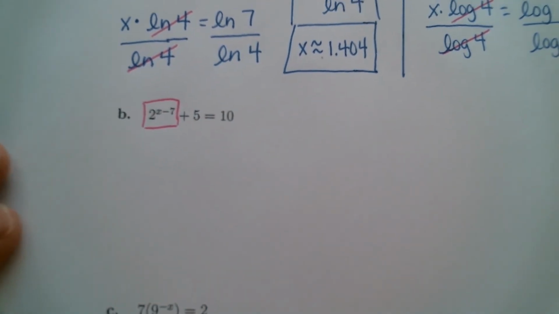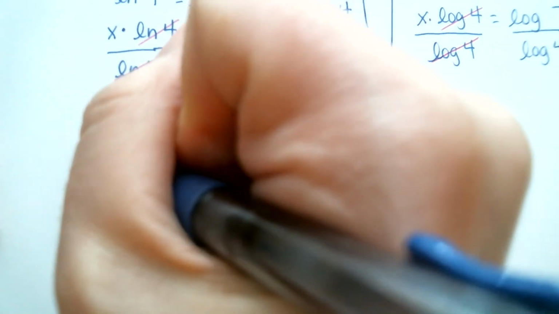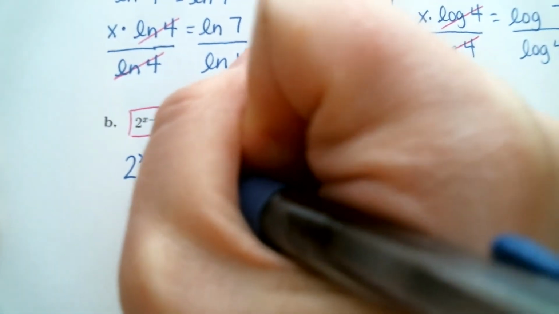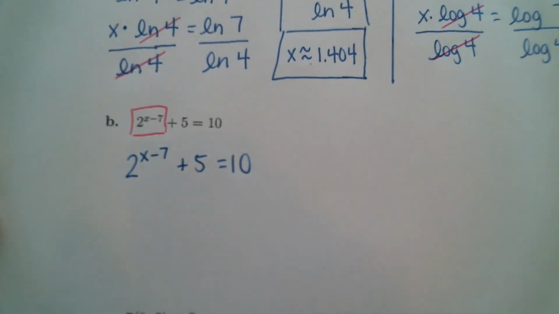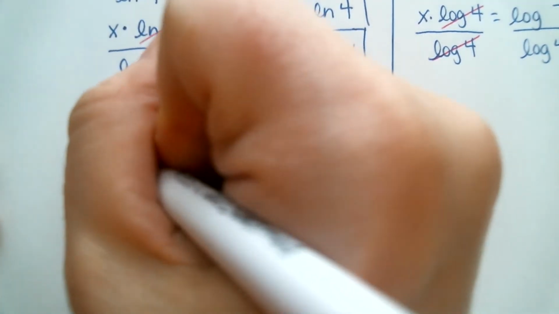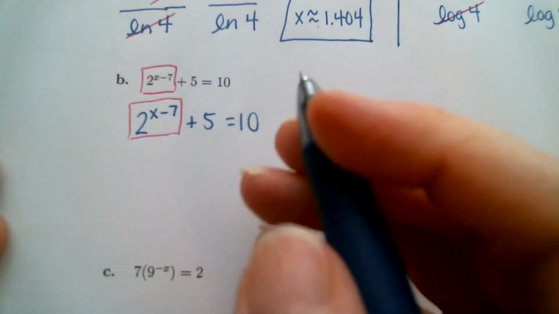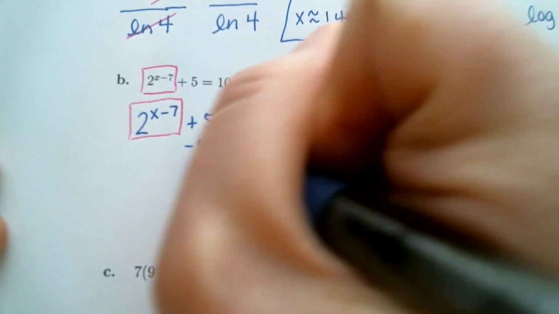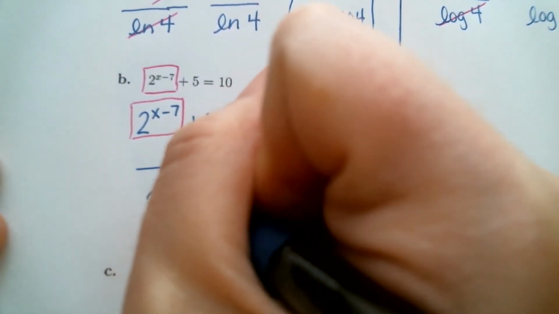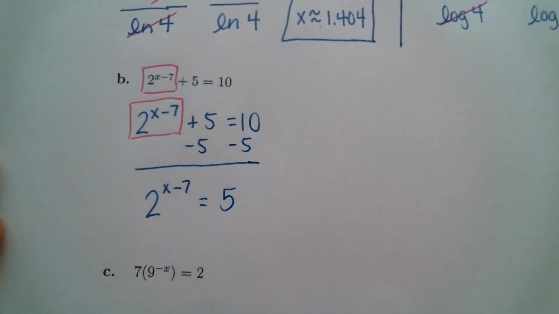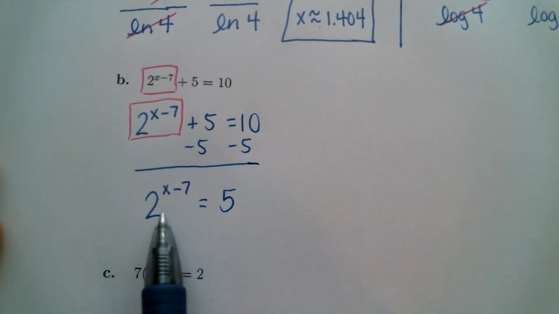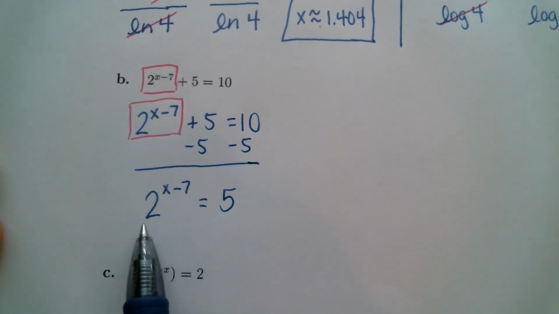To do that, I need to move over this 5. So let me go ahead and rewrite the original equation. I've got to isolate this. Since we're adding 5 to it, to undo that, we're going to subtract 5. Whatever you do to one side, you have to do to the other. So we're going to get 2 raised to the x minus 7 power is equal to 5. Now this is isolated. Once it's isolated, then you can go ahead and take the logarithm. Again, as you saw in part A, it does not matter if you use ln or log.